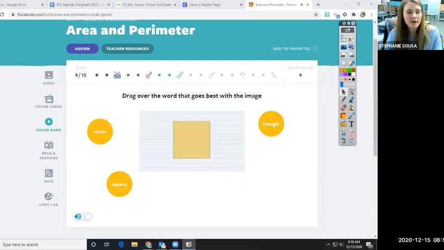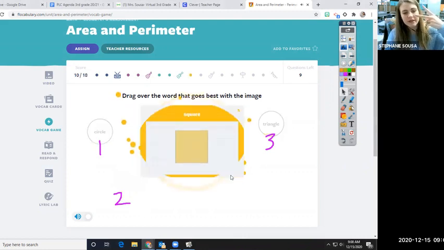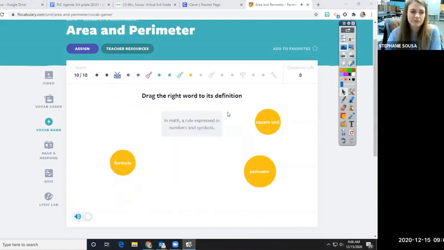Drag the word that best goes with the image. Is this yellow object a circle, a square, a triangle? Fingers up. Come on, A to G. Come on, Anton. Come on, Elijah. What do you think? What is that yellow object? A circle, a square, or a triangle? And some of y'all are giving me the peace sign. It is a square. Very good.